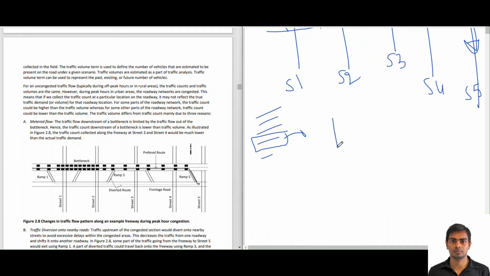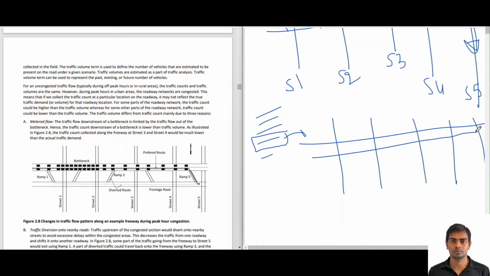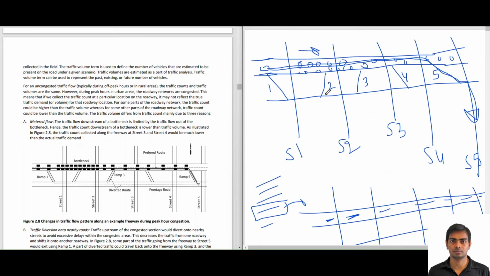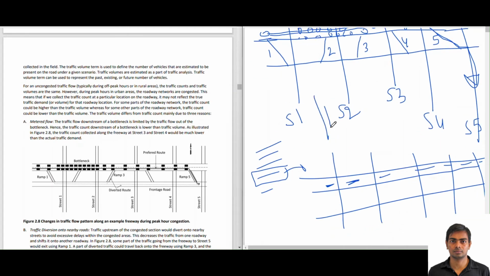So if I'm working on a project, typically what a traffic engineer will do is look at the peak hour, then figure out what was the volume on the freeway here. Let's say this is a freeway. What was the volume here, here, here, here, here, here. So this is the same figure down below. And then what is the volume here, here, here at these intersections.